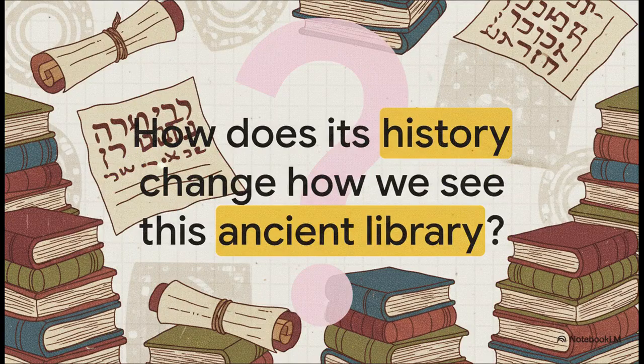So I guess that leaves us with one final question to think about. Knowing that the Old Testament isn't just a single book, but a library put together by human hands over 1,000 years, how does that change the way we read it, the way we interpret it, and the way we understand its place in our world today?